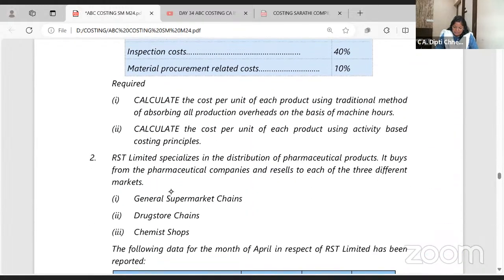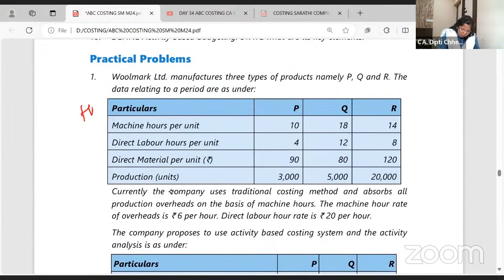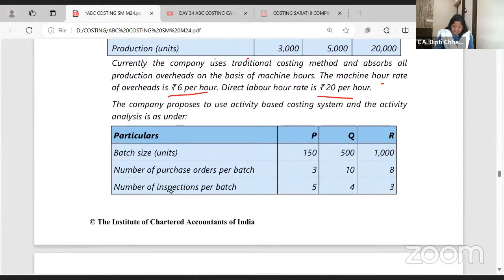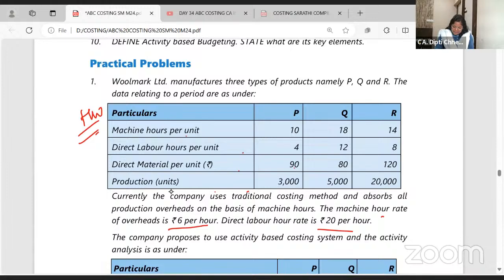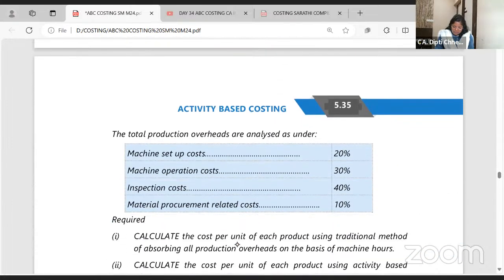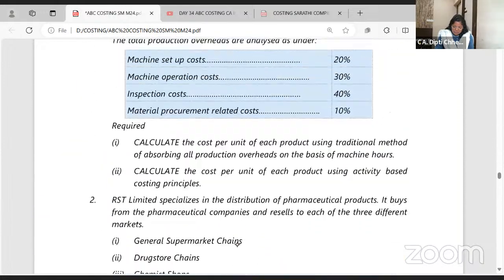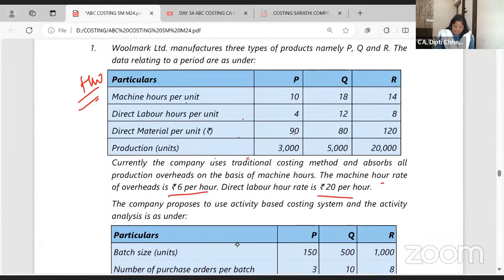This one is the same now. 2 questions are there. I have solved it last time also. The first one I want you to do as homework, Wool Mark. Very easy, same. Just now we did it: material per unit, machine hours, labor hours, number of units, and direct labor rate and all is given. Number of purchase orders, number of setups, so total overhead is given to you. Somewhere the whole overhead must be given to you. Just get the total overhead.